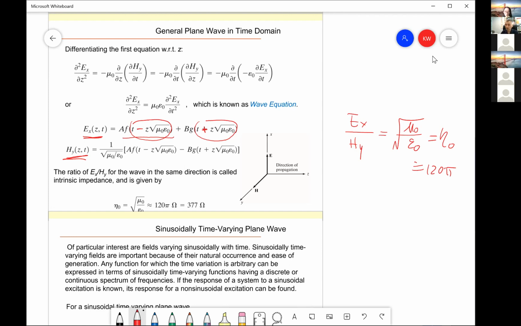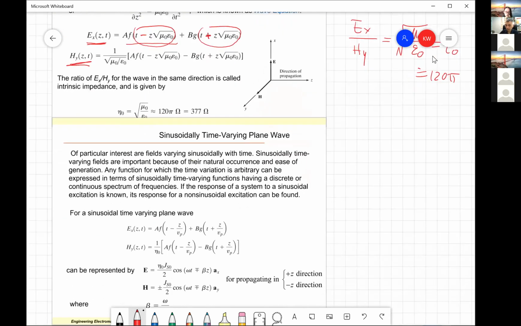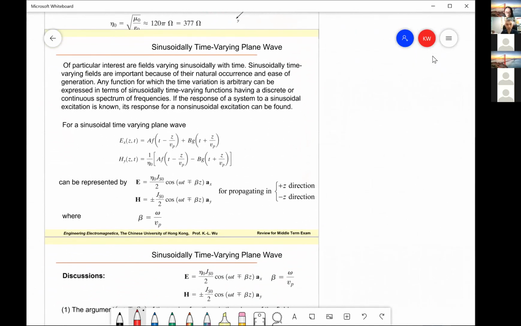Then, this is a very, very general form, because for the two solutions F and G, we didn't give a specific form. But we know that such a solution exists. And the field we are interested in most is the sinusoidally time varying field.